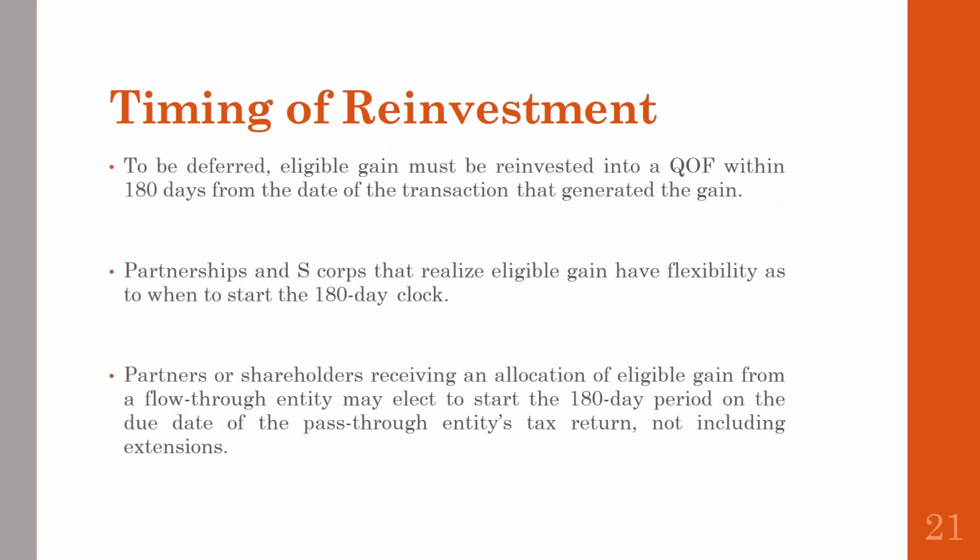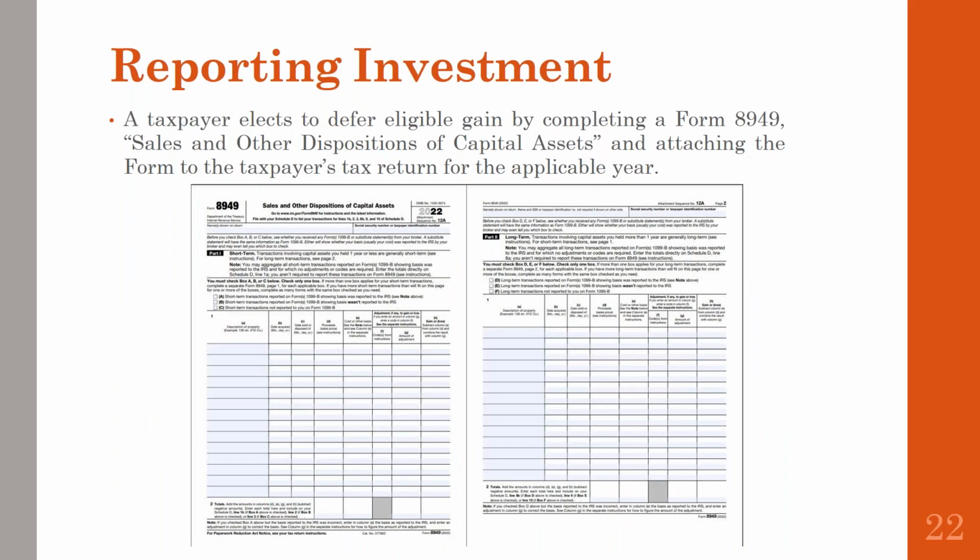All right, the timing of the reinvestment, again, generally it's 180 days from the transaction. There is some flexibility for partnerships and S corps. They can elect to start the 180-day period on the date that the tax return, not including extensions, is due. So it can be 180 days from the date of the event, or 180 days from the day that the tax return is actually due, not including extensions. That gives you a longer time frame to reinvest the gains if you're dealing with a partnership or an S corp, as opposed to an individual taxpayer.